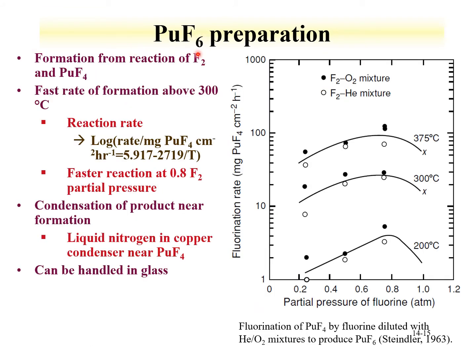The hexafluoride, which is volatile, can be prepared from the reaction of the tetrafluoride with fluorine. The reaction rate is pretty fast. The fluorination rate is shown here against the partial pressure of fluorine. We see that from 200 to 300 degrees, we increase about an order of magnitude, where the reaction rate equation is shown here, and the dependence upon temperature is evident. And this material can be handled in glass. So the degree of fluorination from the plutonium hexafluoride is relatively low.